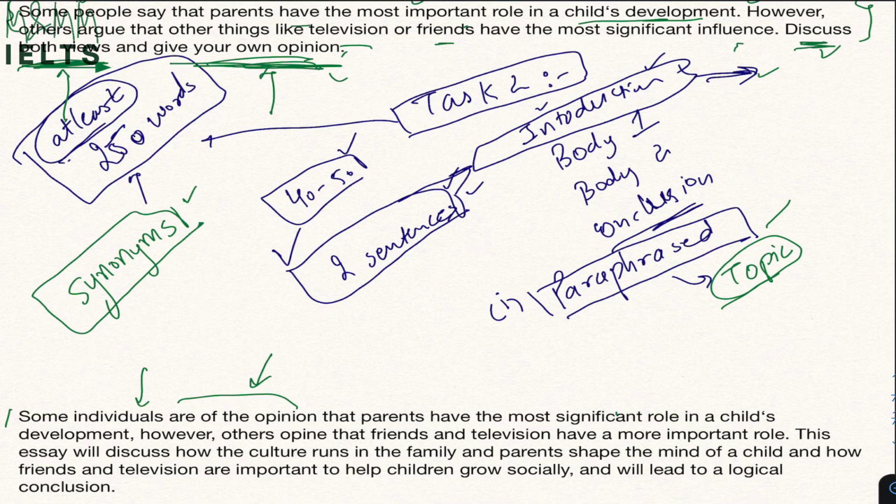And then what I've done is, however, others opine that friends and television have a more important role. So, however, others argue that other things like television or friends have the most significant influence. Instead of that, what I've written is, however, others opine that friends and television have a more important role. Now, this does not just apply for students who are aiming for 6 bands or 5 bands or whatever. Even if you're aiming for 8 bands in IELTS, this method absolutely works. You don't have to overcomplicate things which are not required.